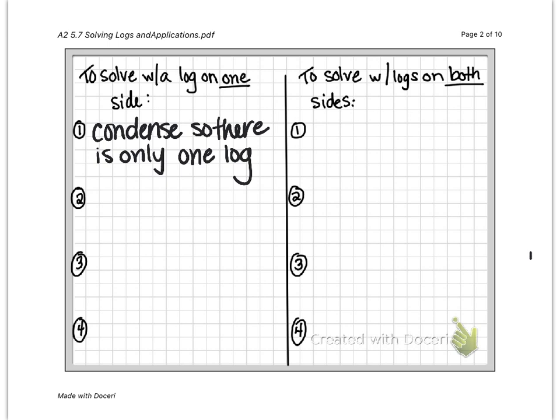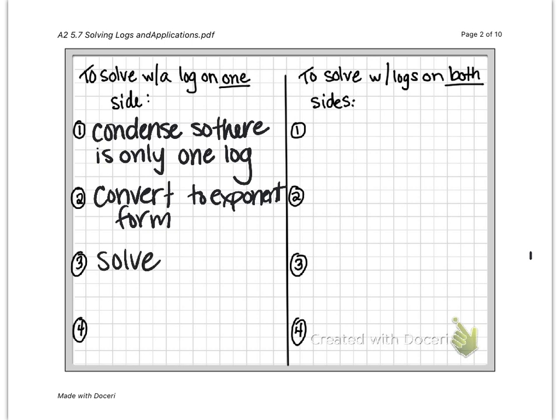What you want to do is condense. So if you have multiple logs on one side, use our rules for condensing and get it down to one log on one side of the equal sign. Once you have that, you convert to exponential form. And then from there, you're going to just have an equation that you're going to be able to solve.